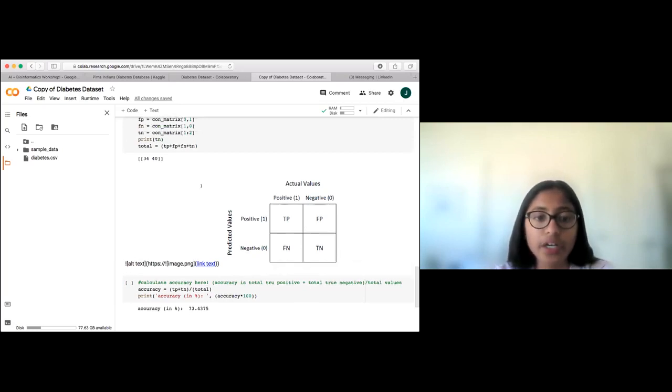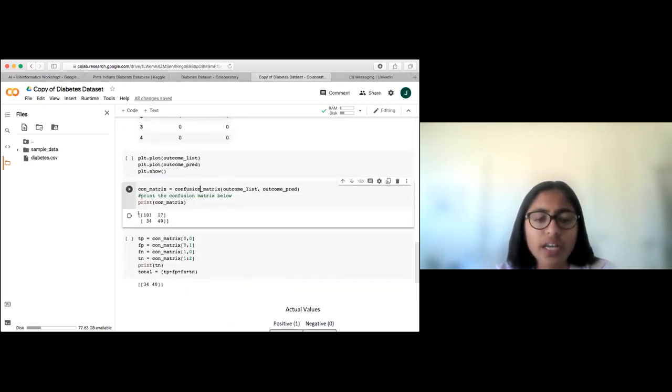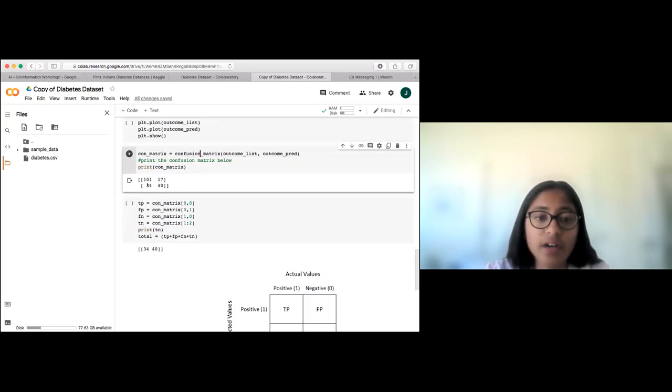If we scroll up here and look at our confusion matrix, we can see that it did pretty well. Our true positives are 101, our true negatives are 40, our false positives are 17, and our false negatives are 34. So we did pretty well there, I would say.